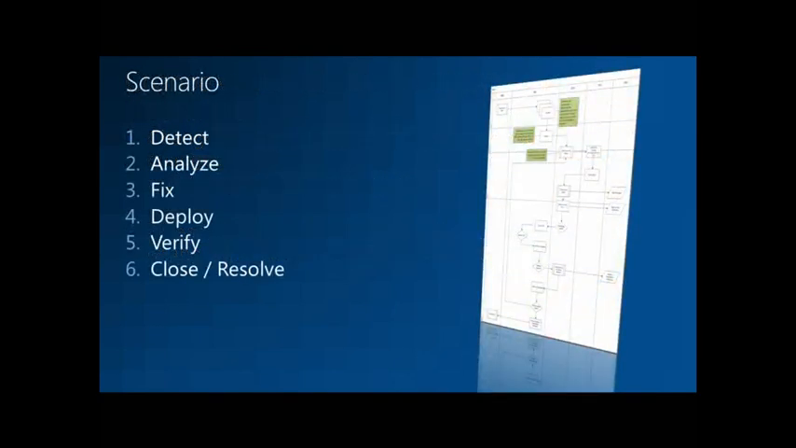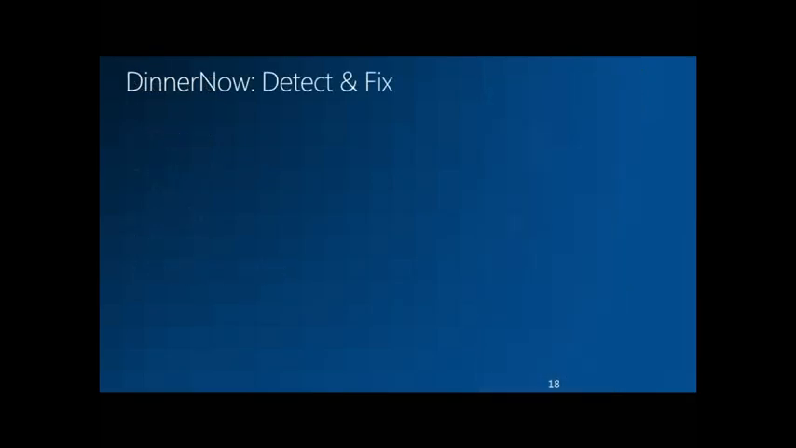So the scenario we're going to show here, really to get into the demo part, is that we want to detect, analyze, fix, deploy, verify, and then close and resolve. That's really what we see as part of a life cycle between development and operations. We have an application called Dinner Now. We are selling food over the internet, and people can go into this web portal and order some food, and then it can be delivered to their door.